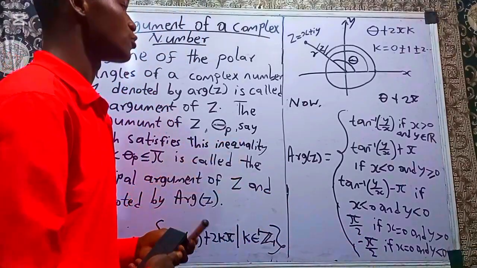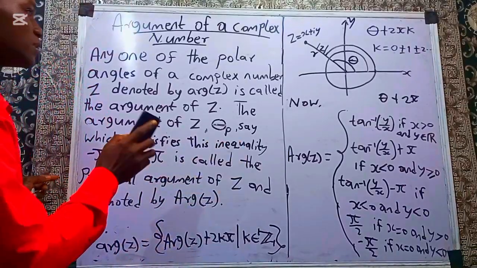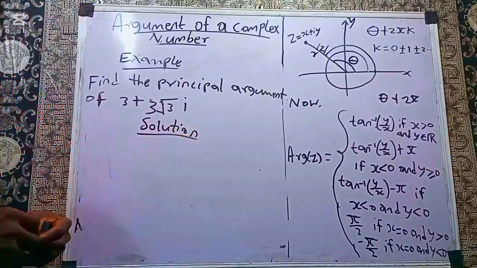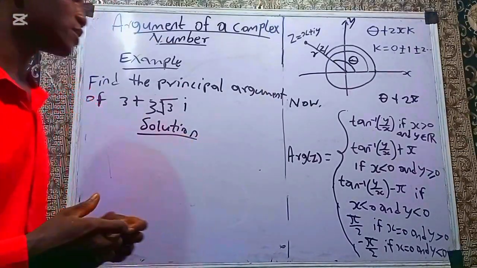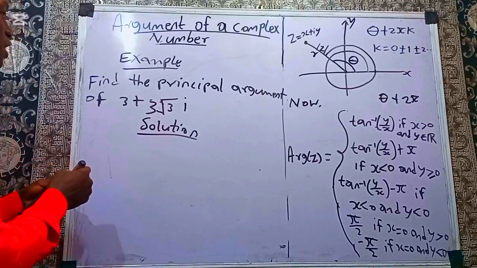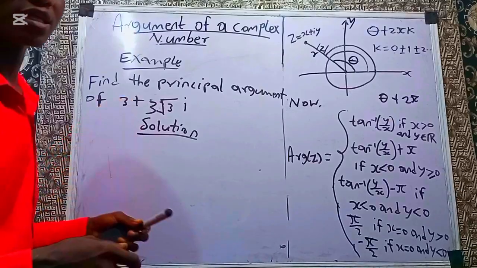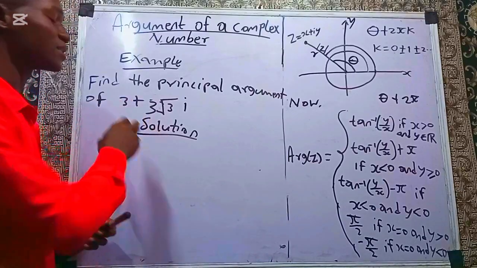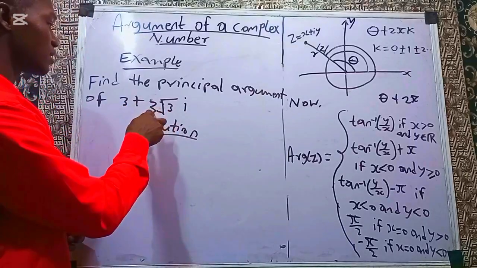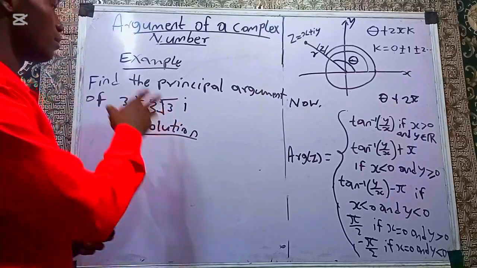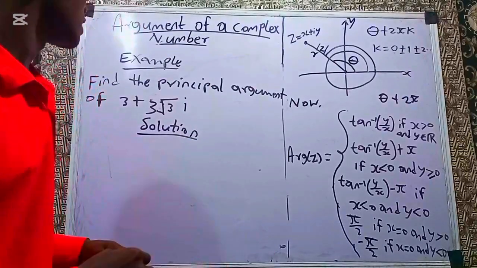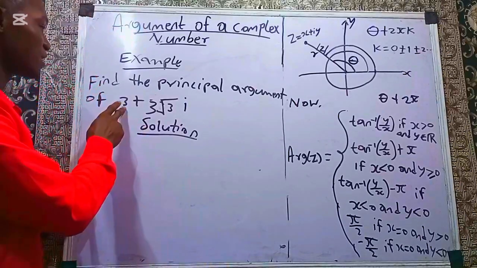So these are the formulas we are going to use for any calculation here to get the principal argument. Let's find the principal argument of this complex number. Solution. In our previous video, I told you that the real part is the part that does not go with i. So 3 is the real part, while the imaginary part is the coefficient of i. That's 3 root 3. Both the real part and the imaginary part are positive.